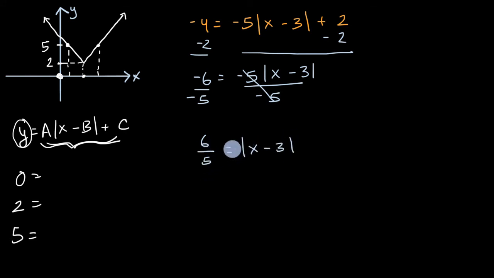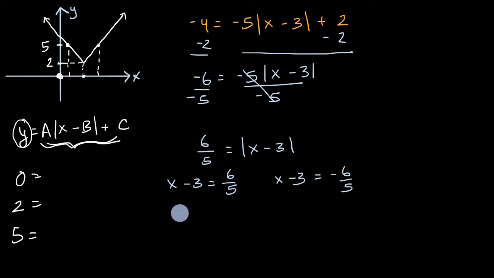Now this is where it gets a little bit interesting. If the absolute value of something is equal to 6/5, that means that something, that x minus 3, could be equal to 6/5. But it also means that x minus 3 could be equal to negative 6/5. How do I know that? Well, if x minus 3 is equal to negative 6/5, you take the absolute value of that, you get 6/5. If it's equal to 6/5 and you take the absolute value of that, well, then you're going to get 6/5 again. So these are two possible solutions.